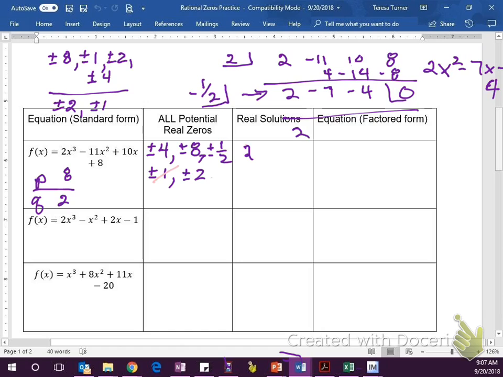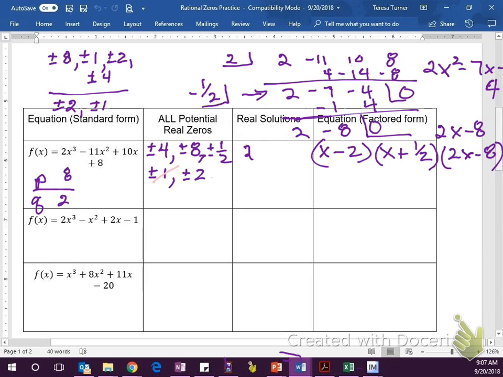So negative 1/2, negative half of 2 is negative 1, so that gives us negative 8. Negative times a negative is positive 4, and that gives us a 0. So now we have 2x minus 8. So all of our factors are x minus 2, x plus 1/2, and 2x minus 8. We rarely ever write it like that. What we do is we take this 2 and put it in front of the x. So we would have x minus 2 times 2x plus 1 times 2x minus 8. And those are our factors.